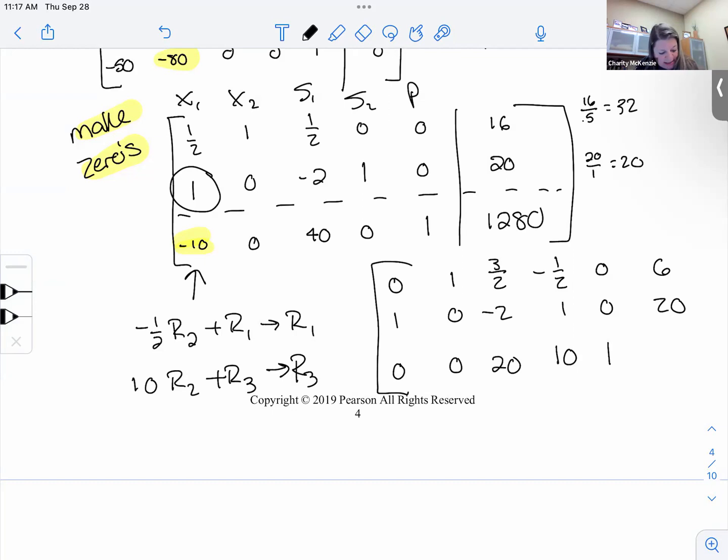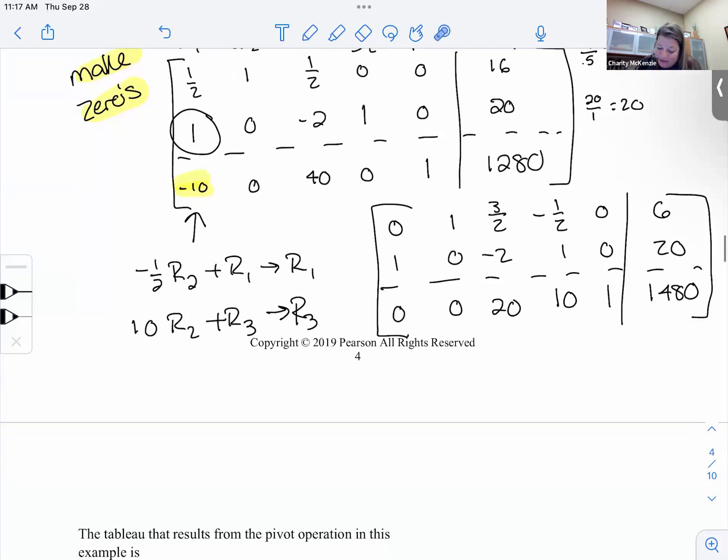10 times 20 plus 1,280 is 1,480 because you added 200 to the answer you had before. Okay, ta-da. So I'm actually done here. I don't have any more negative indicators in the bottom. Okay, so we're done. We have now made values out of x1 and x2.